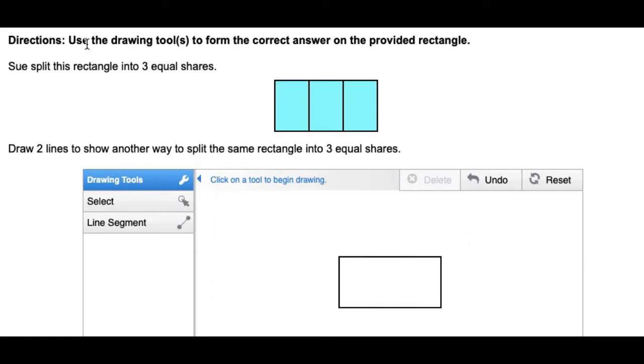Use the drawing tool to form the correct answer on the provided rectangle. So you split this rectangle into three equal shares. Draw two lines to show another way to split the same rectangle into three equal shares. So we need to draw a line. So we can make lines like this.